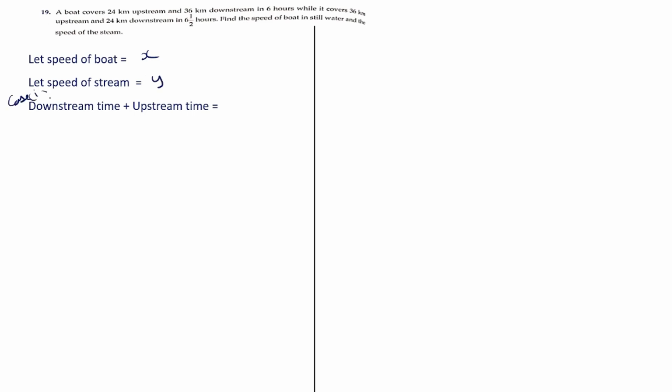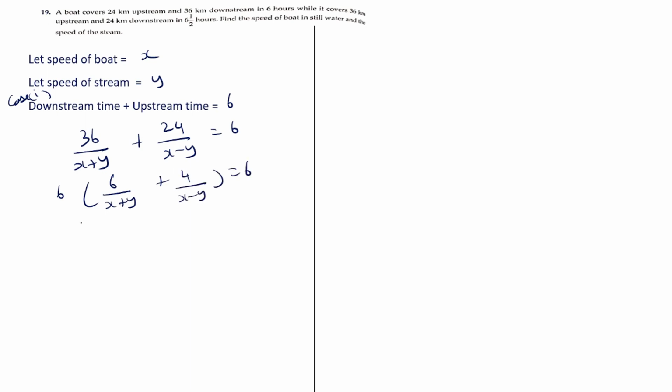The first case, downstream time plus upstream time, it is given 6 hours. So here 24 by x minus y plus 36 by x plus y is equal to 6. Here we can take 6 outside, 6 upon x plus y plus 4 upon x minus y equal to 6, or we have 6 by x plus y plus 4 by x minus y equal to 1.